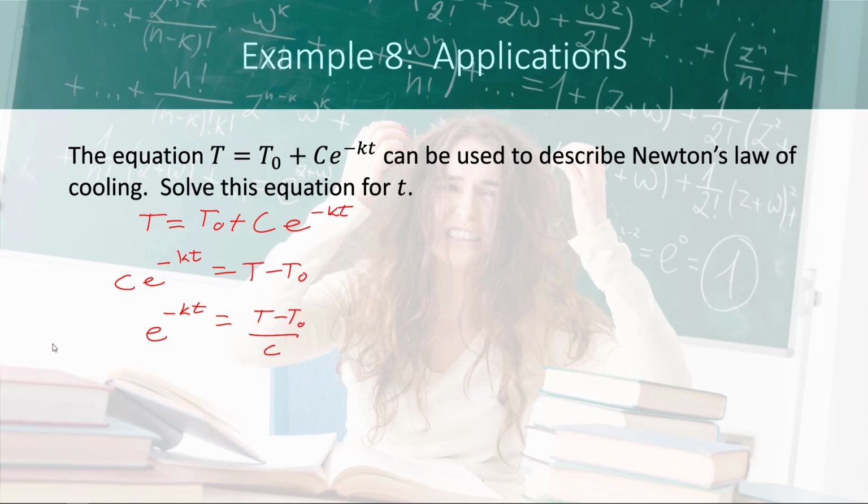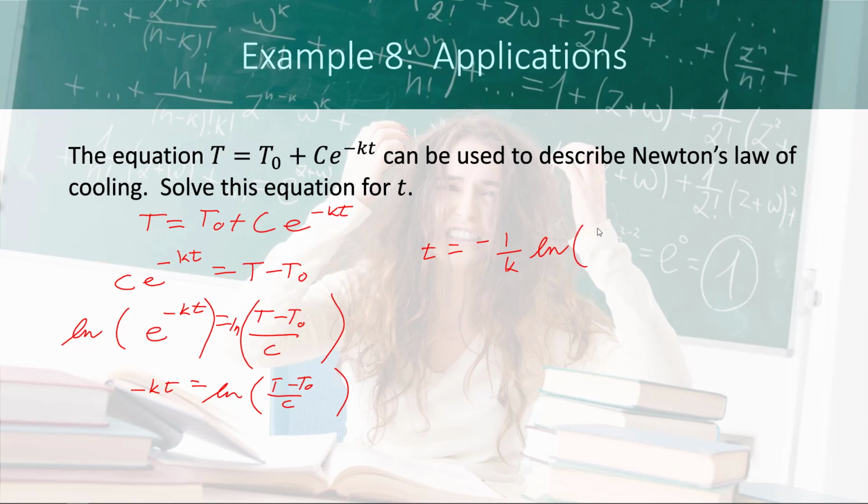Now I can take the natural logarithm of both sides, so I'll have a natural logarithm here and a natural logarithm here, and then the natural logarithm of this is nothing more than negative kt, and that'll be equal to the natural log of T minus T0 over c. And then finally I can divide both sides by negative k, and I will have my desired result, which is that t is equal to negative 1 over k times the natural log of T minus T0 over c.